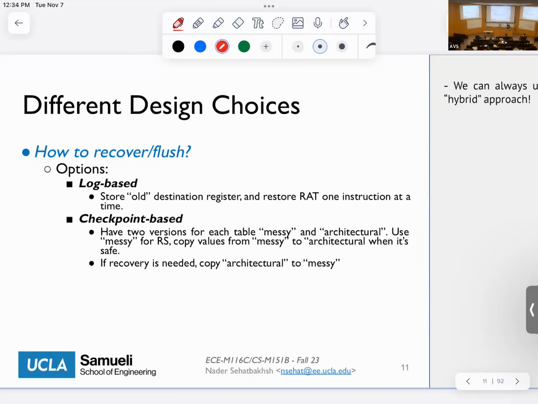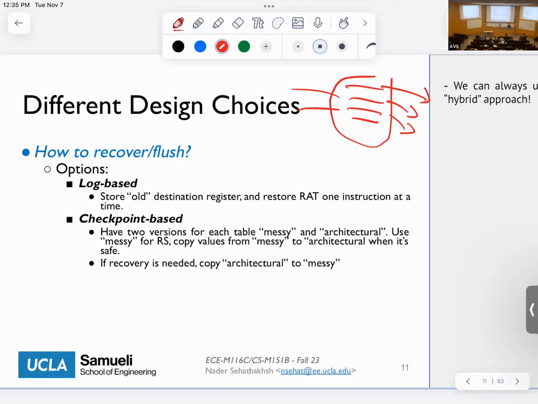So for recovering and restoring, there are two main things that we can do. All of these things that I said, we can do one instruction at a time. We usually call this a log-based method, where for every single instruction, I need to check whether my RAT needs to be updated and restored back to the previous case, and so on and so forth. So if I have all these instructions, I go one by one, flush this one, update everything, flush this one, update everything, and so on. This is kind of like what we talked about in pipeline stages as well.